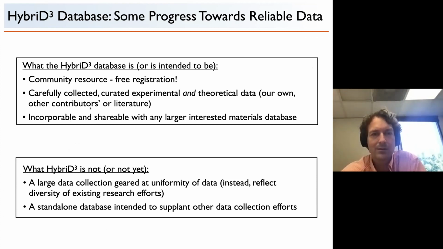And it's also, in principle, designed to be incorporable and shareable with any interested larger material space. What it's not, at this point, is a large data collection geared at uniformity of data, right? It's not supposed to have one type of data regardless of whether that method is appropriate or inappropriate. It's supposed to reflect the diversity of existing research efforts with some intelligence, and that means human intelligence often, to make sure that the data is actually trustworthy. And it's also not supposed to be a large standalone database that's intended to supplant everybody else.